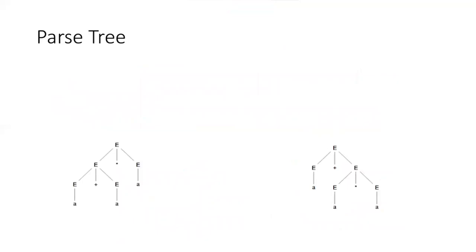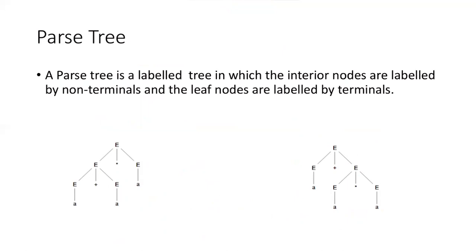Next, let us look at parse tree. So what is a parse tree? A parse tree is just another way of writing your derivations. It is a labeled tree. Labeled because you can see in these two examples, this is a tree and each node is given a name or a symbol, or a label.